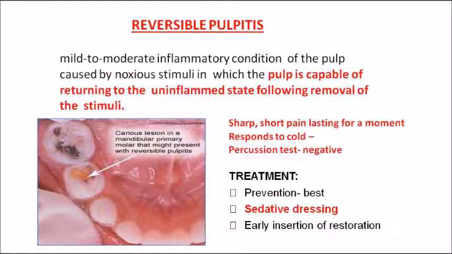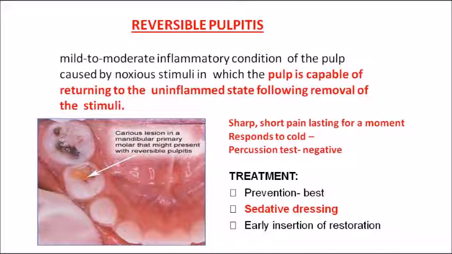First one is reversible pulpitis. What do you mean by reversible pulpitis? The name itself says that pulpitis can be reverted back to normal. This is a mild to moderate inflammatory condition of the pulp caused by noxious stimuli, in which the pulp is capable of returning to the uninflamed state following the removal of the stimuli. If the stimulus is removed, the pulp can go back into the normal, uninflamed state.